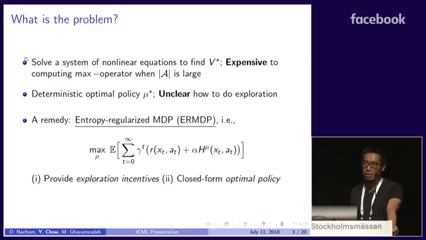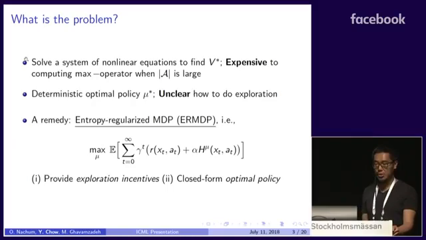Furthermore, we get our optimal policy mu star this way. The corresponding mu star is going to be deterministic. It is unclear how to do exploration with these problem formulations beyond planning when we go to RL. There are many different ways of imposing exploration, as we can also see from the previous speakers.